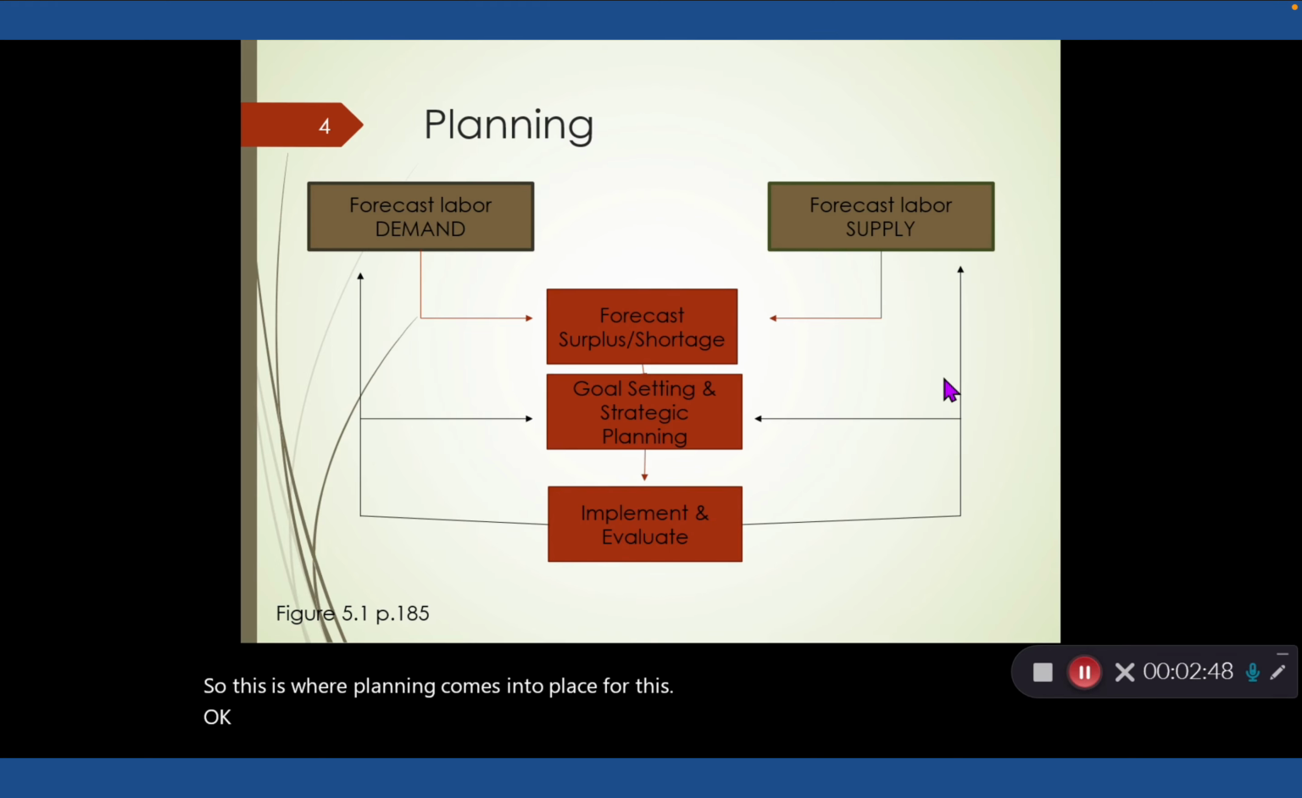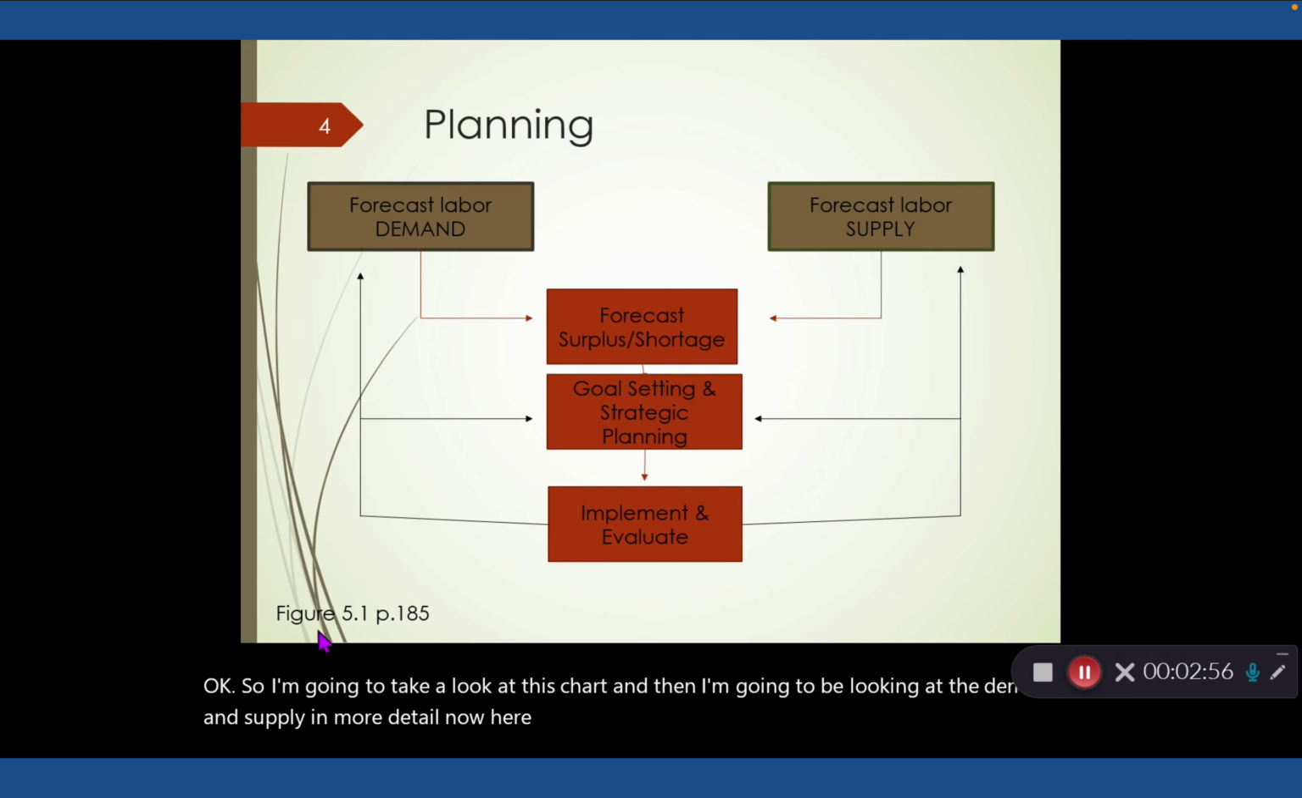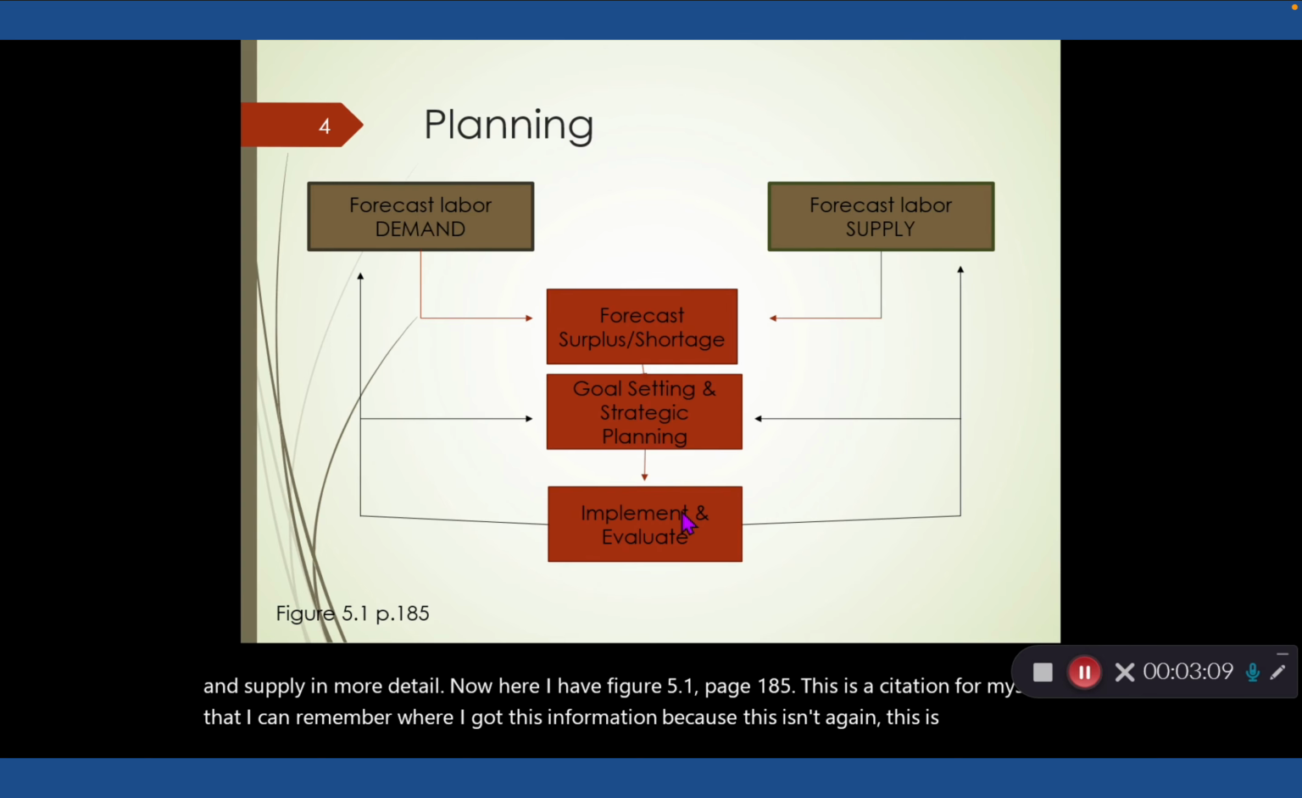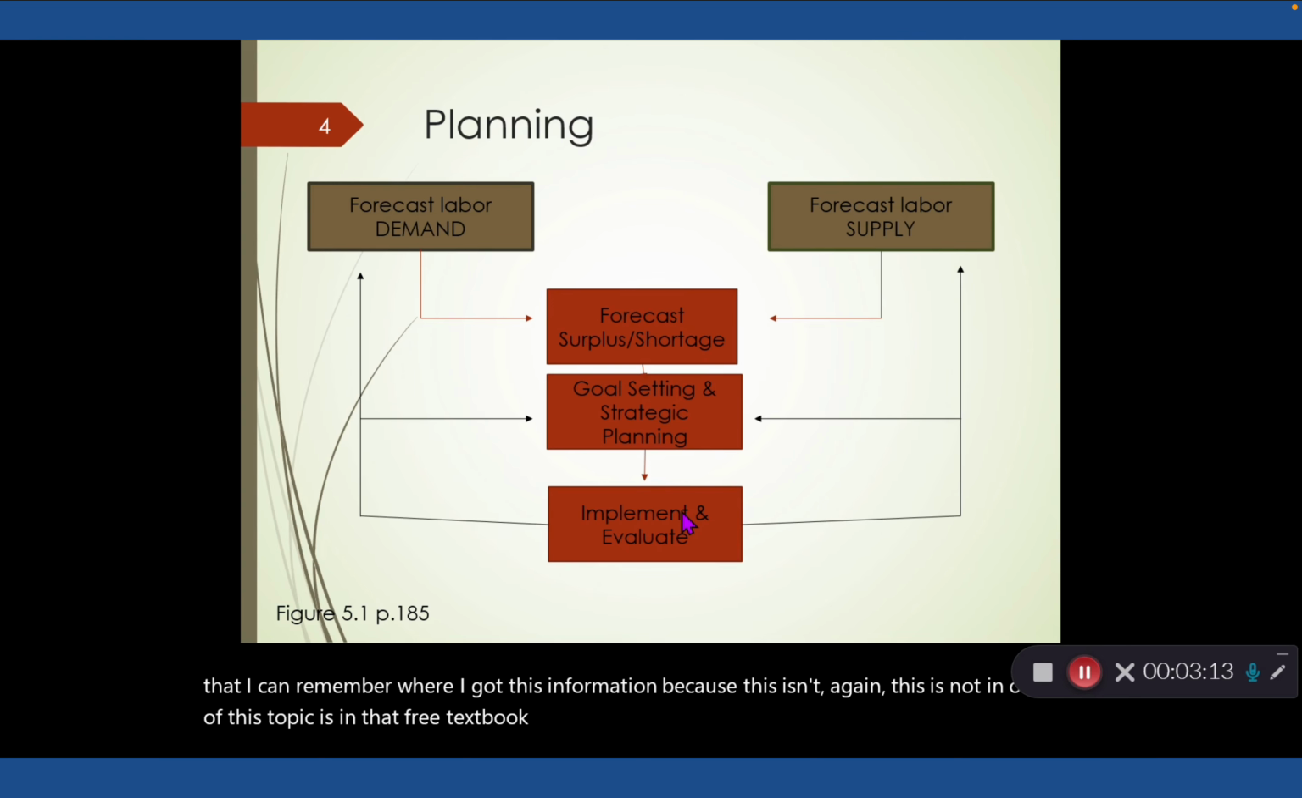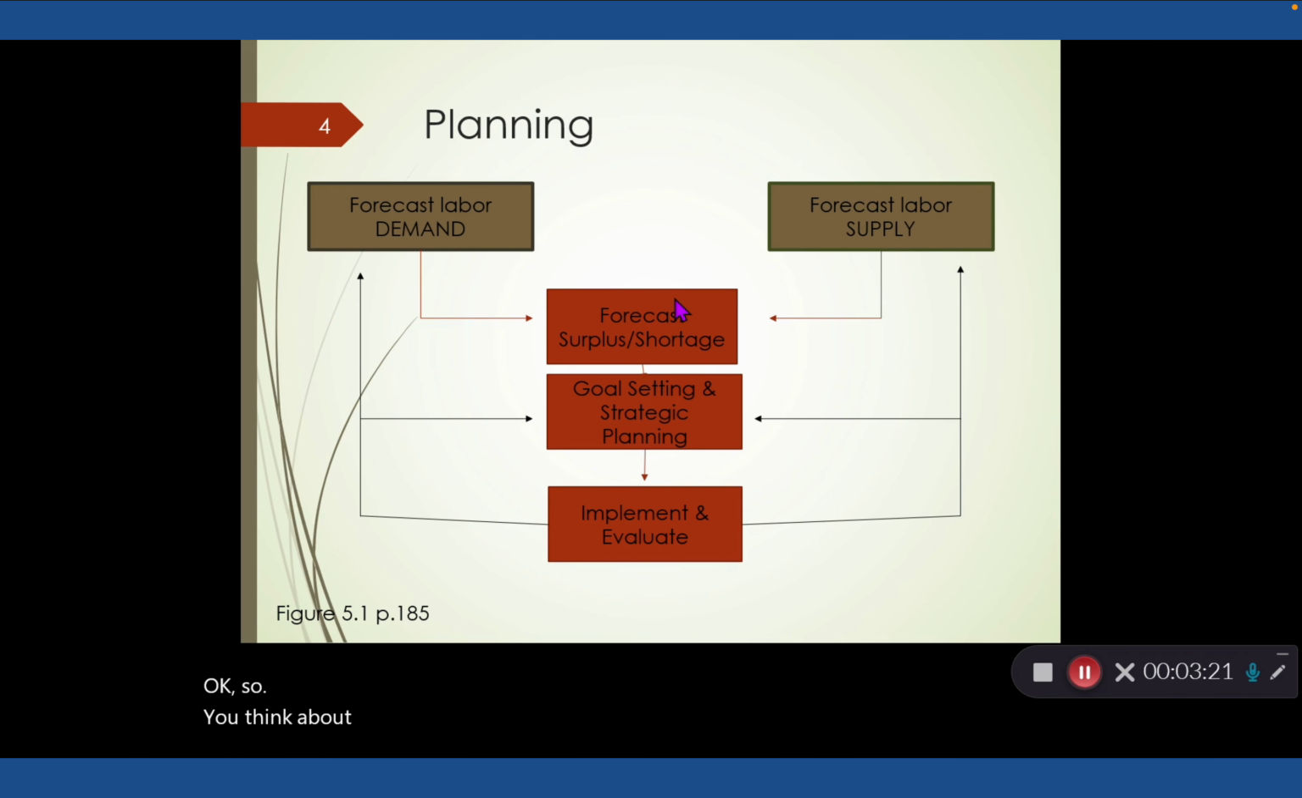Okay, so I'm going to take a look at this chart, and then I'm going to look at demand and supply in more detail. Here I have figure 5.1, page 185. This is a citation for myself so that I can remember where I got this information, because none of this topic is in that free textbook that I have listed on the syllabus. Okay, so think about any of your textbooks that you have in management anyway.